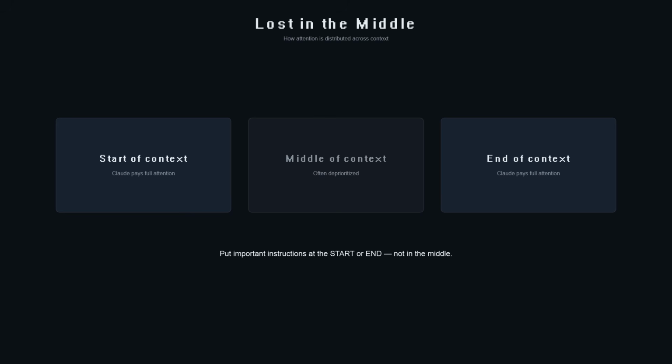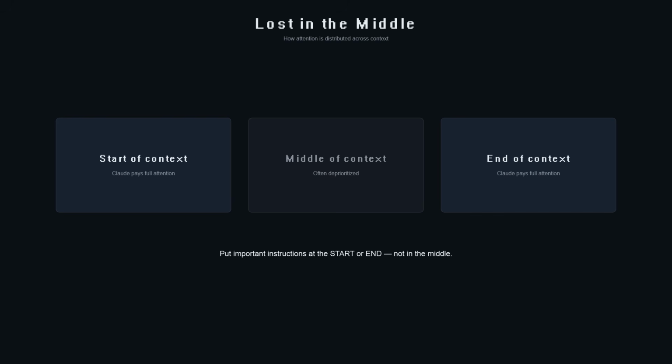Let's now understand lost in the middle. And that is a problem when you work with Claude AI. It describes how attention is distributed across context. So you usually have a start of context, so for example, you write your first message. And right here, Claude pays full attention. Then you get to the middle of the context, and this one is often deprioritized. Then you get to the end of the context, and right here, Claude pays full attention again.